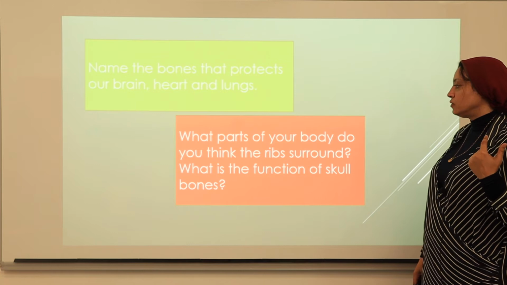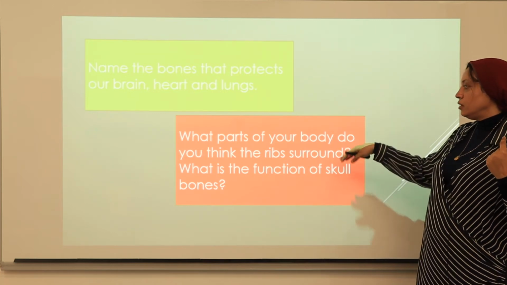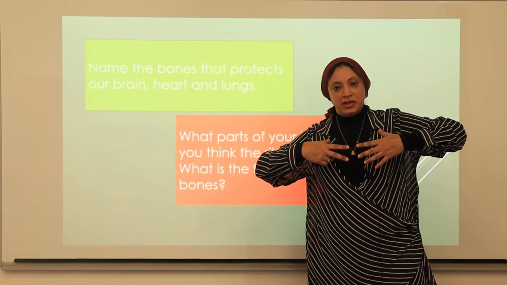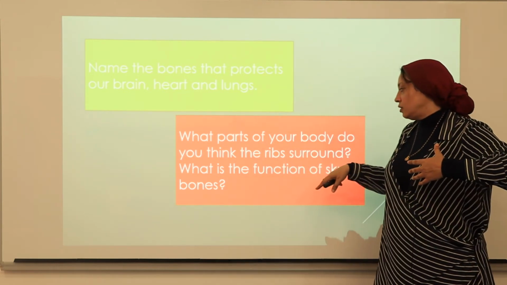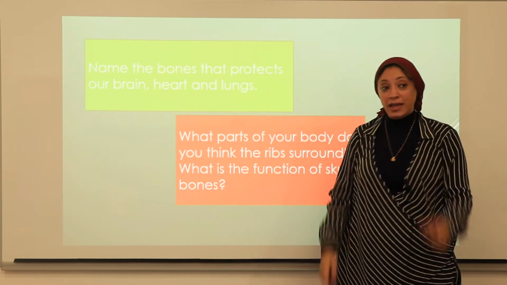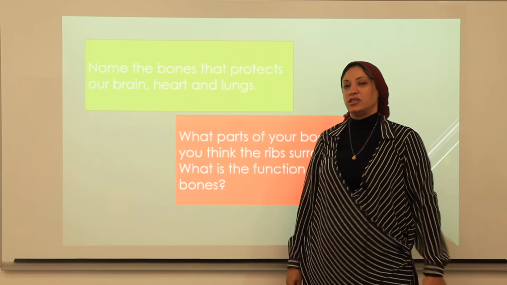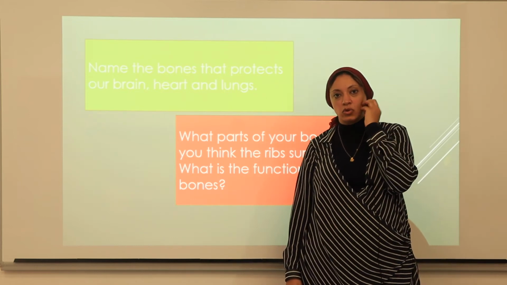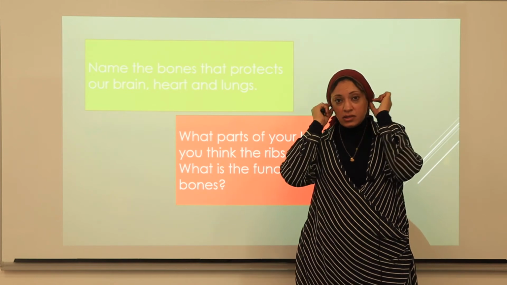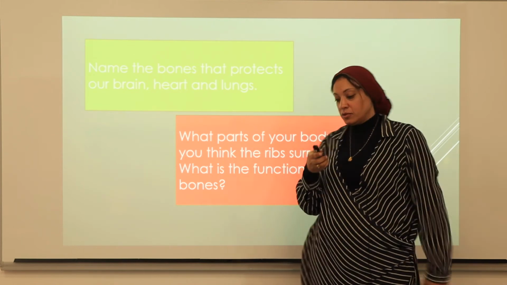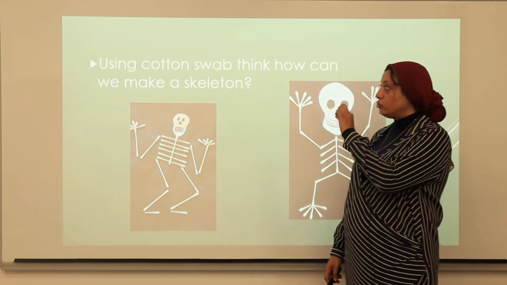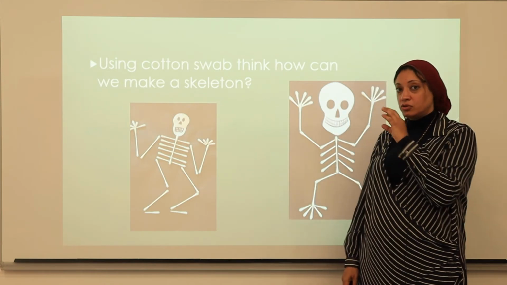What is the function of the skull bones? Okay, the ribs surround which parts? Heart and lungs. And what is the function of the skull bones? To protect the brain and sense organs, yes. Not only the brain, also the sense organs, because it has some cavities where the eyes, the ears, and the mouth, tongue are.